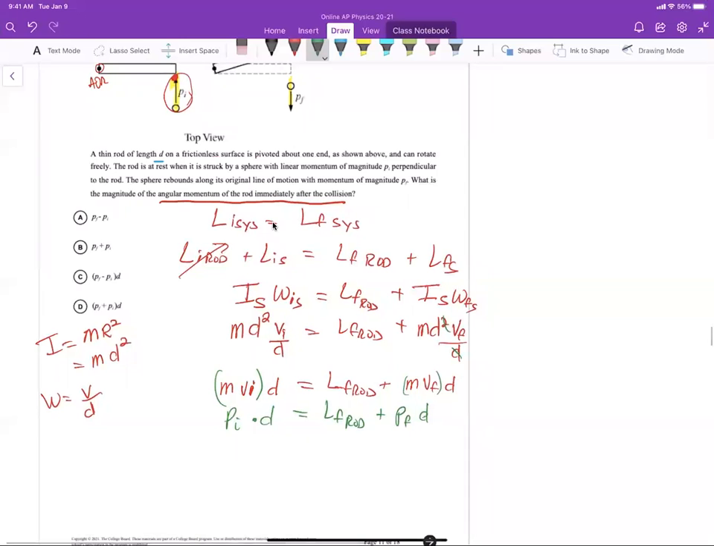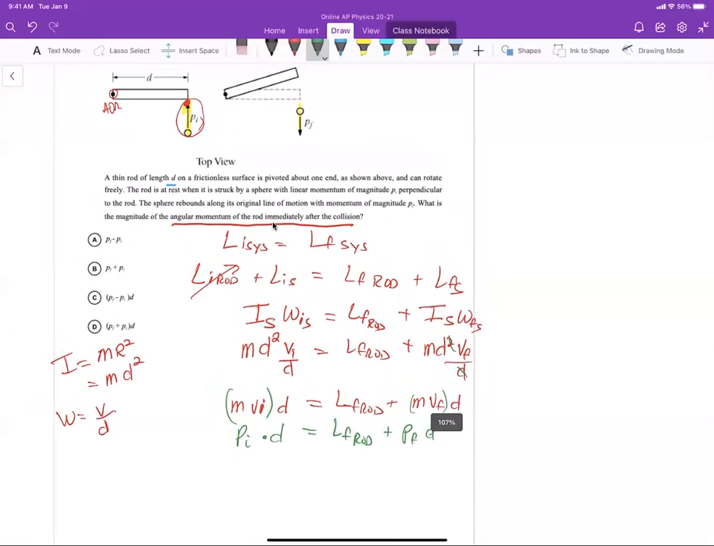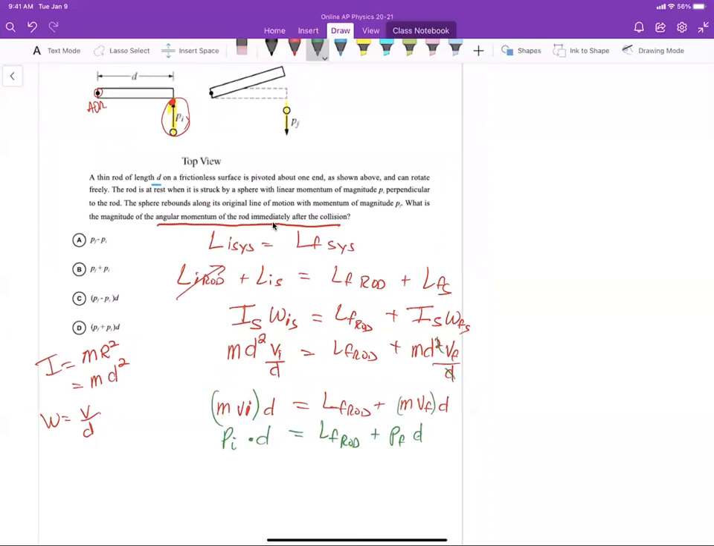Oh, hold on. I see a problem. This was in a positive direction. I'm going to assume that that's in the negative direction. That velocity was negative. So this is negative. Yes. Okay.